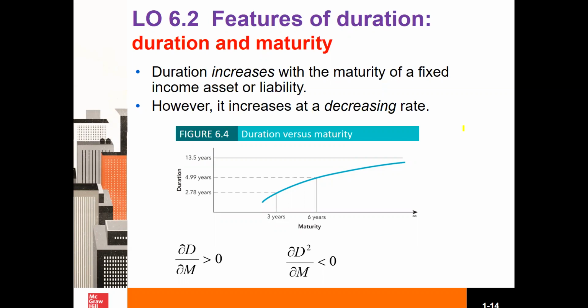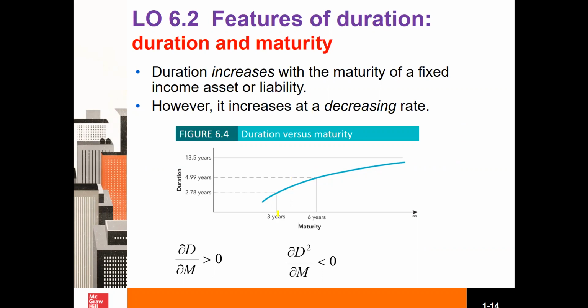In this video, I will be discussing the relationship between duration and maturity, yield, and coupon interest payments. So essentially, these are considered the features of duration. First of all, the relationship between duration and maturity. All of you understand by this time that as the maturity increases, duration will also increase. However, as maturity increases, duration increases, but at a decreasing rate.